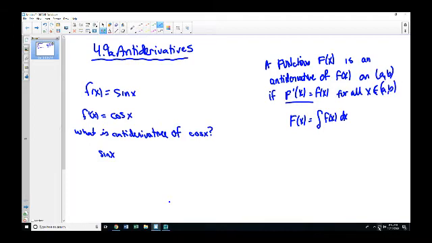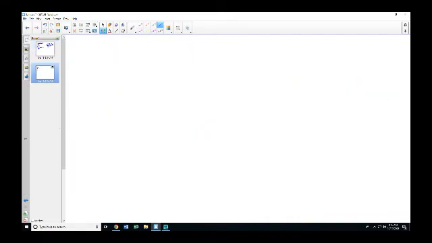What did we not write on here? Plus C. Yep. Why do we need plus C? Because that's the initial condition. Because we could possibly have a number out here, and we don't know what that number is, but all constants have a derivative of 0. So we always have to include a plus C on the antiderivative because we might have a constant.